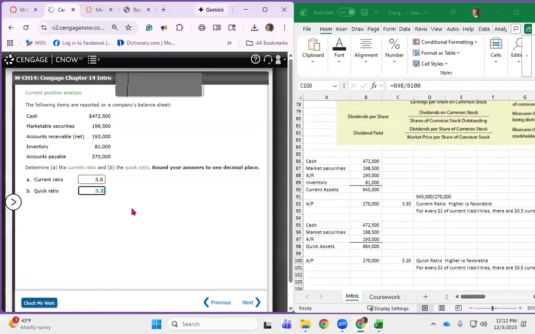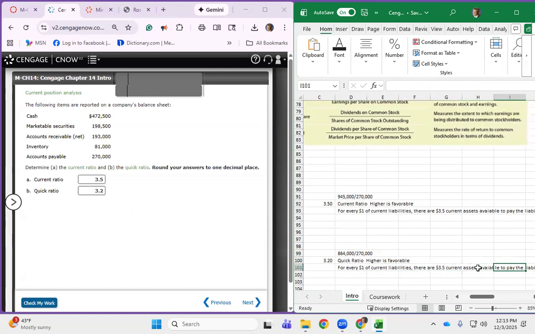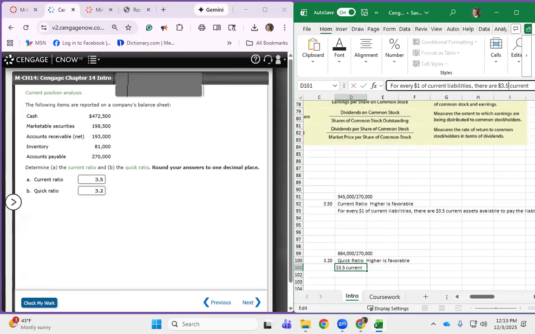So 3.2, okay? And once again, let me put the formula, how I got the number. I took my quick assets of 864,000 and divided by my current liabilities of 270,000. And that is how I got my 3.2. And what this is saying is for every dollar of current liabilities, there are $3.20 of quick assets.